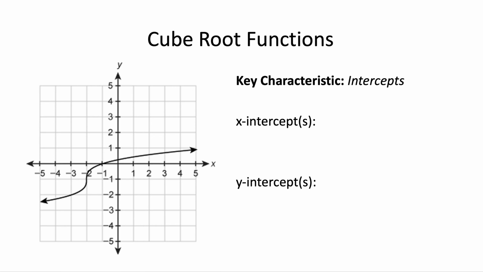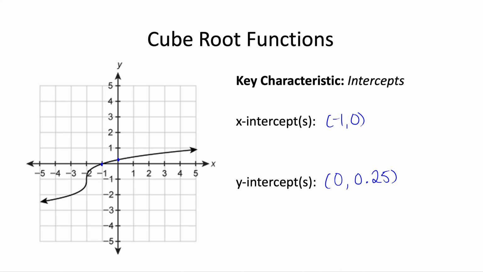So let's describe the intercepts of this cube root function. It has an x-intercept right here at negative 1, 0, and it has a y-intercept right here. So I'm going to approximate the location of that point. That is at 0, and then let's say about 0.25.